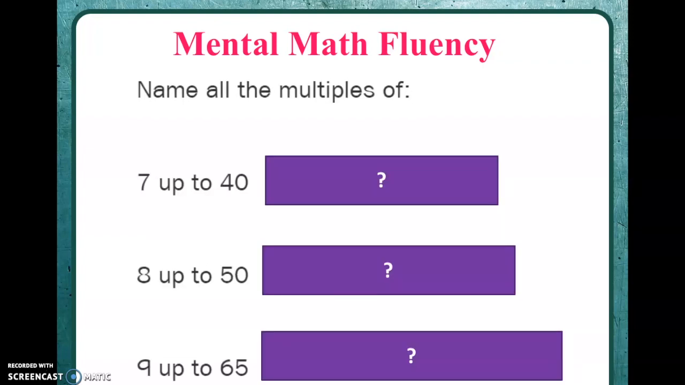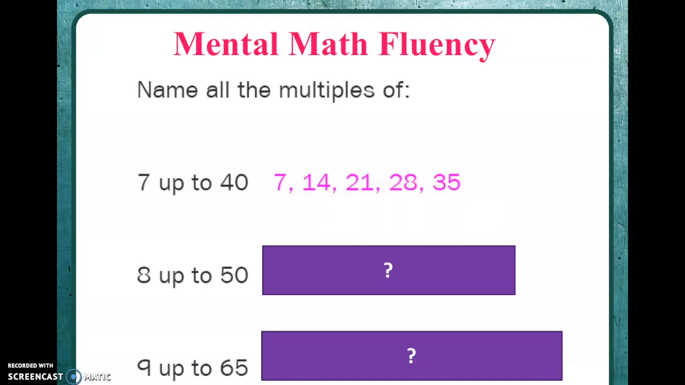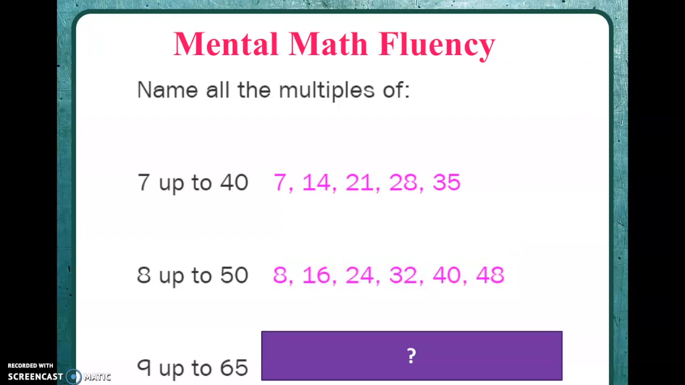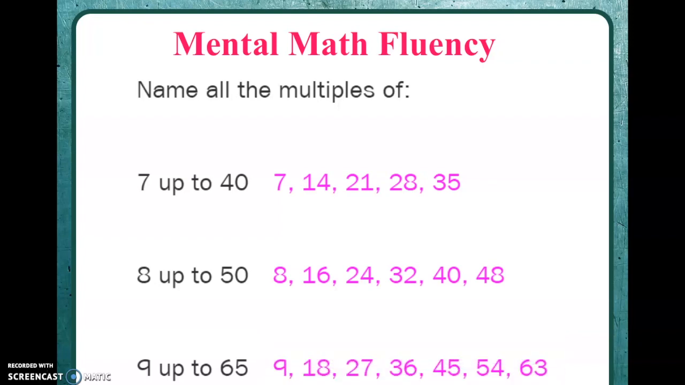For these three, go ahead and pause the video and then resume it when you're ready to check your answers. The first multiples up to 40 of 7 are 7, 14, 21, 28, 35. For 8 up to 50, it's 8, 16, 24, 32, 40, and 48. For 9, it's 9, 18, 27, 36, 45, 54, and 63.